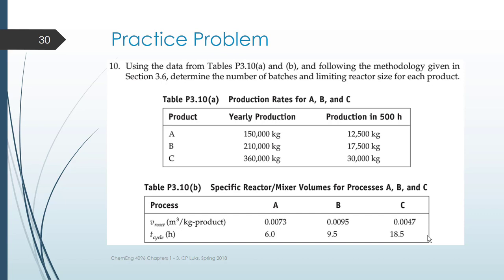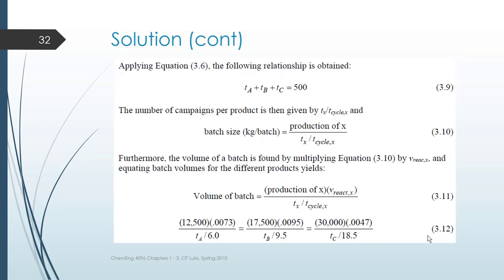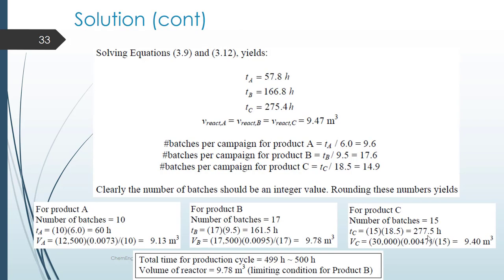And then they look at one where they have limited reactor size and some more data associated with that. Again, I want you to read these and take the time to work through these examples on your own. And here are the solutions to those. And this one, this is calculating that they come up with the 9.78 cubic meters is how much storage they needed.